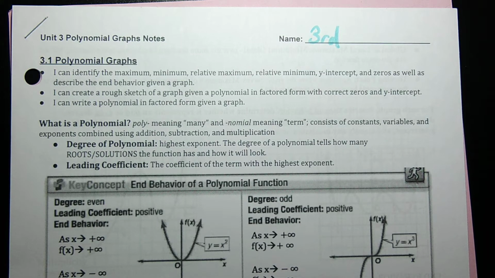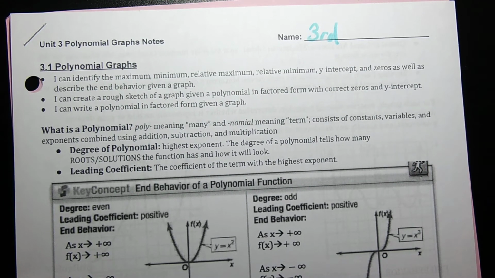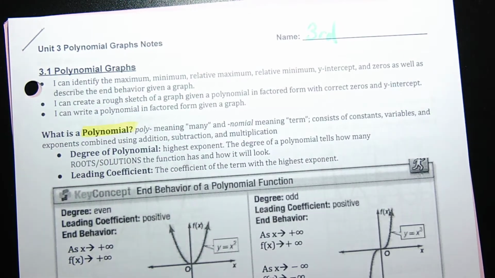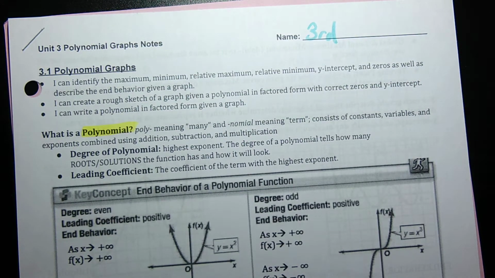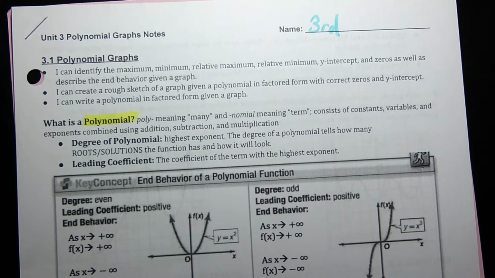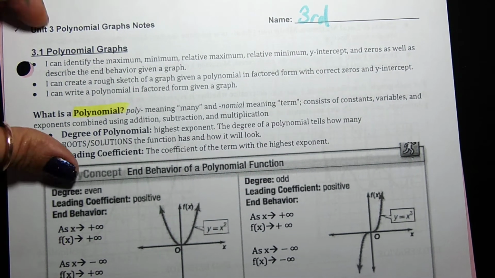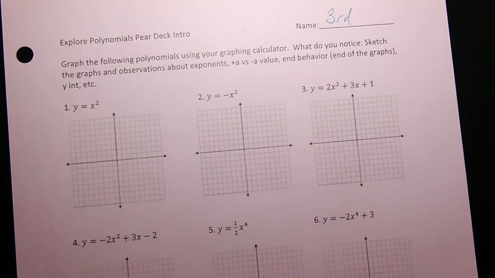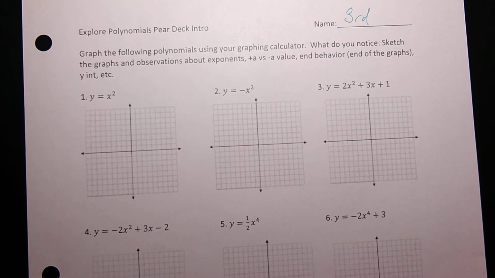So I just used a new word that you probably haven't heard before, and that word is polynomial. That prefix poly means many, and nomial means terms. So a polynomial has many terms joined by addition and subtraction. So we're going to go ahead and take a look at all of these different polynomials and see how their graphs are different on the calculator.